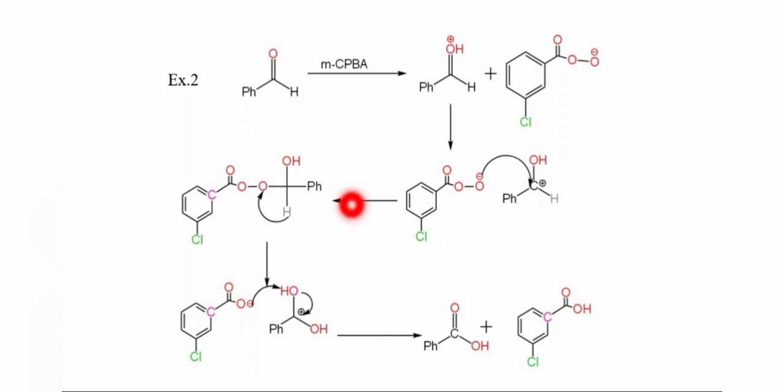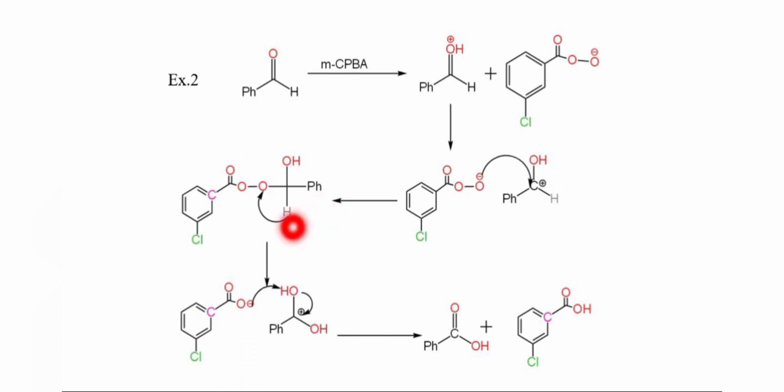Anyone knows the answer? If anyone knows the answer, yes, we have to follow the migratory aptitude. So as we know, hydrogen migrates first, then phenyl migrates, and after that, if there is an alkyl group, then that alkyl group will migrate.